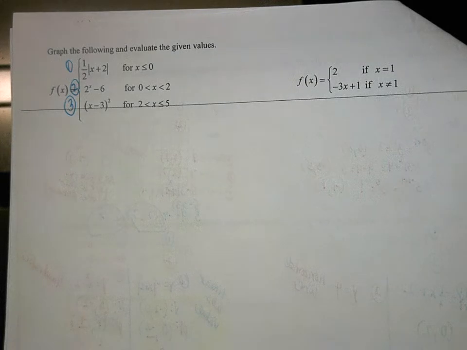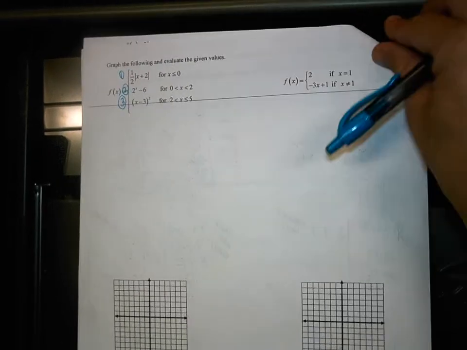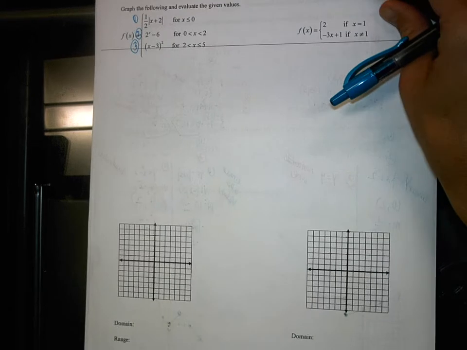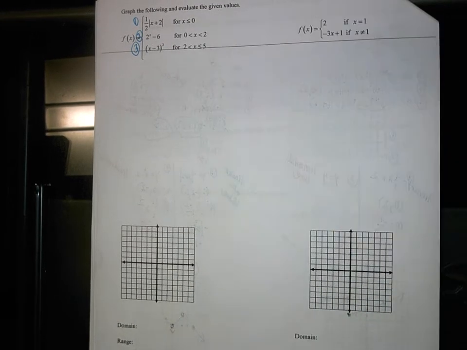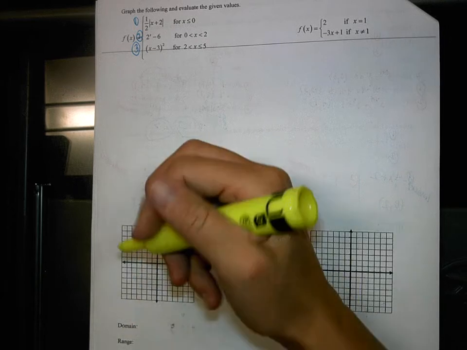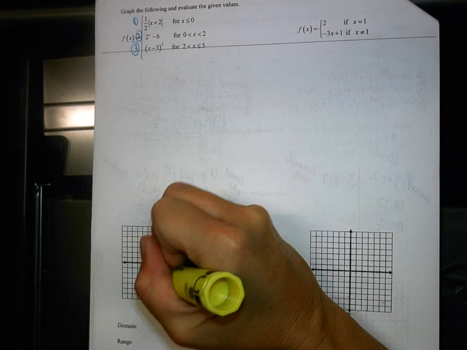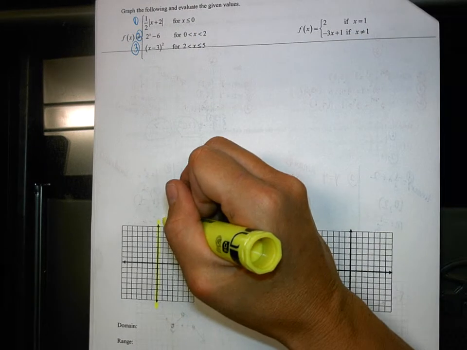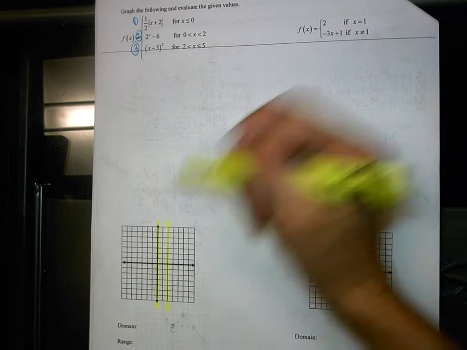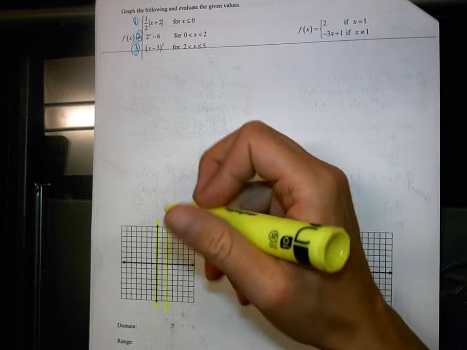The next thing that we should do is, I can make this a little smaller, we need to highlight on our graph. And so we can see here we're going to need to have a line highlighted at 0, and then one at 2, and then another one at 5.